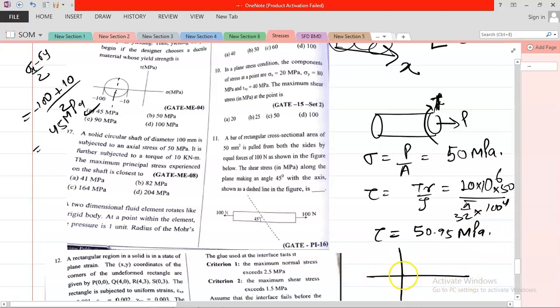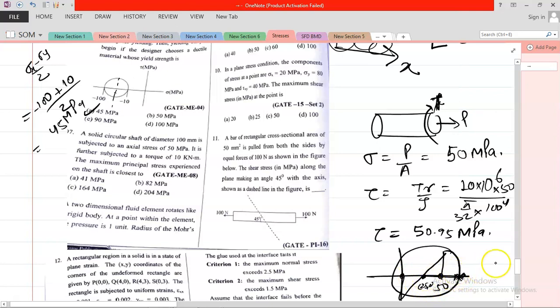Now draw the Mohr circle for that. One given value is 0, the other value is 50, and the shear is 50.96, negative. If you draw the Mohr circle, you need to find this value. What is the value of this? So this is your center, and if you take the value from the center, suppose this is 50, so the center is 25, 0.